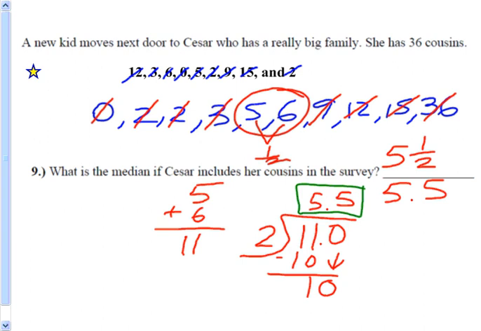So the answer in either case, number 9, what is the median if Caesar includes her cousins in the survey? The median is 5 5/10 cousins, or 5 1/2 cousins.